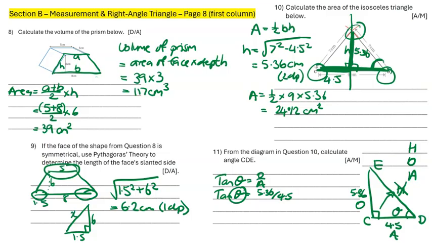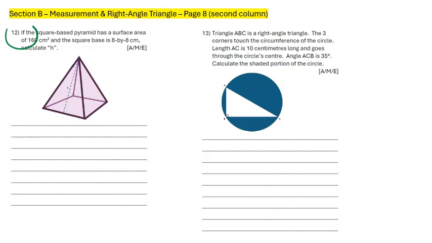So we need to get the angle by itself, which means this tan needs to move to the other side. Hopefully you remember, the opposite of tan is tan minus 1. So the unknown angle will be equal to tan minus 1, and then put this in brackets: 5.36 over 4.5. And if your calculator's in the right mode, and your calculator might be in the wrong mode, I'm getting 50 degrees.